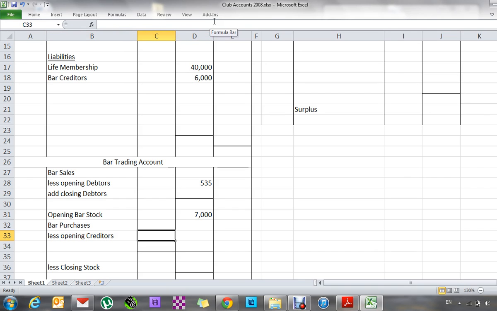and that money is 6 grand. And then minus 535. Levy reserve fund. So levy reserve fund is our liability.